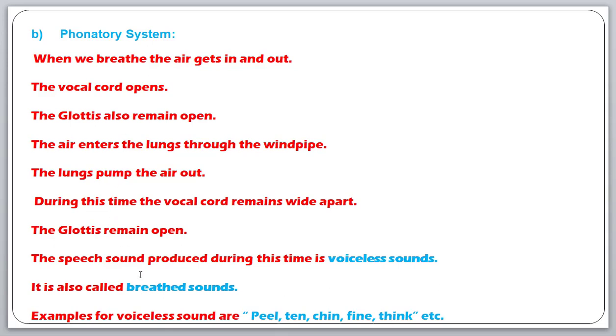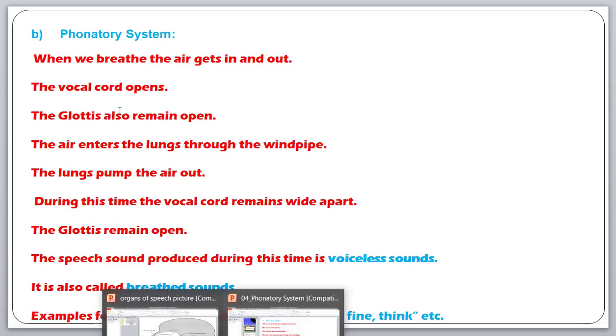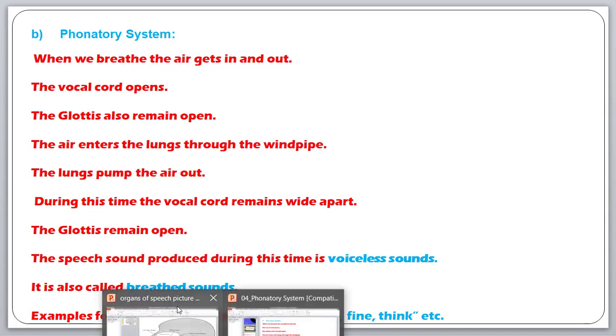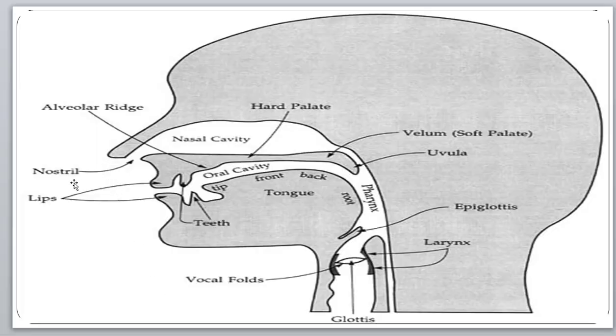Okay, let me show it in the picture. See, first, when we breathe, the air gets in and out. Let me show you this picture. When we breathe, the air comes here, and it again goes out. This is the process. So we breathe the air, it gets in. Here below are the lungs. The respiratory system is below the throat. So this is the phonatory system, and the respiratory system is below.